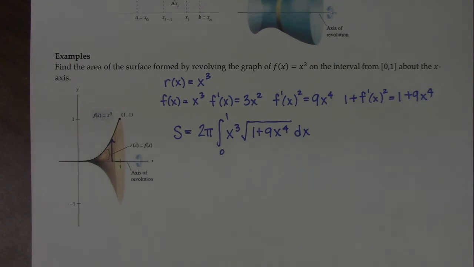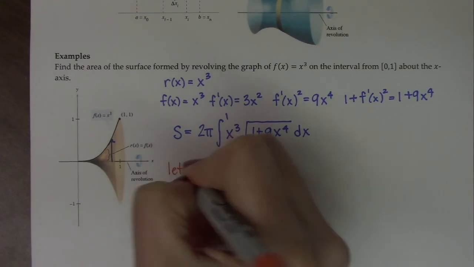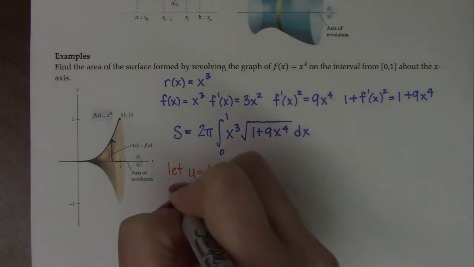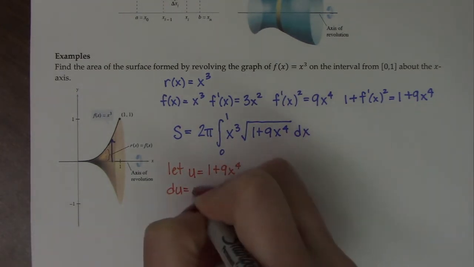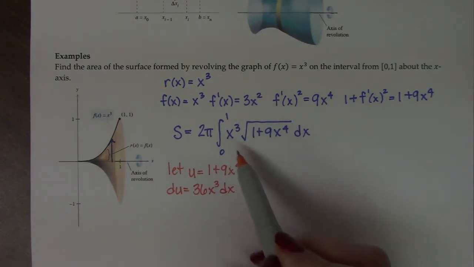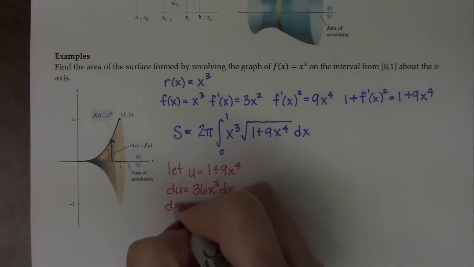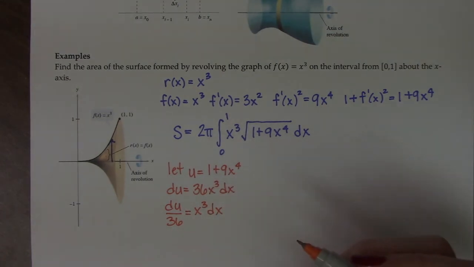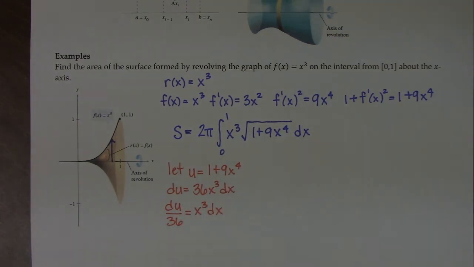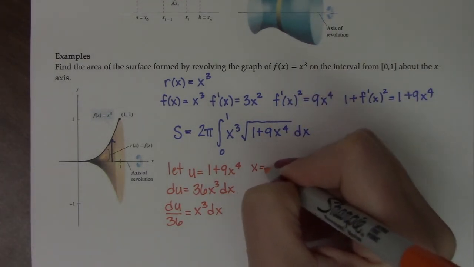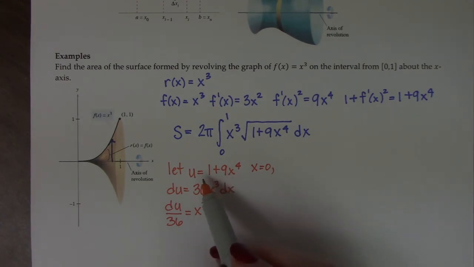So let's set up the u sub for this. I'm going to let the stuff under the radical, which is 1 plus 9x to the 4th, be my u. My du is just the derivative of this, which is 36x cubed. I've got the x cubed, but I don't have the 36, so I'm going to solve for x cubed. That means I'm going to replace x cubed dx with du over 36. I'm also going to change the bounds, because I don't want to deal with x anymore when I flip to u. So when x is 0, if we plug in 0 here, we're left with just 1.